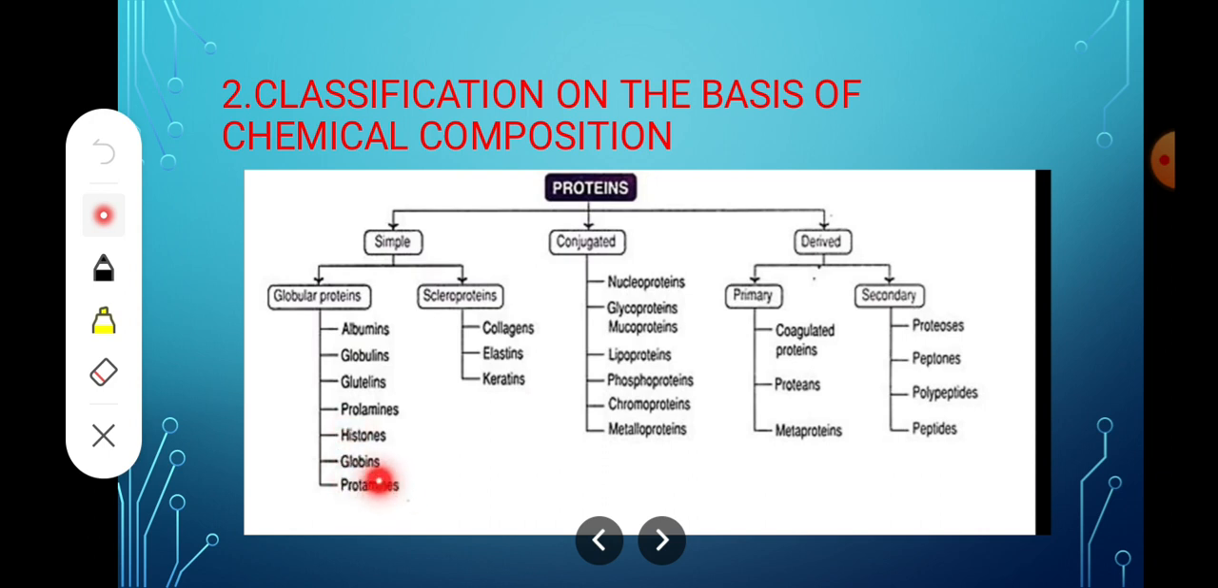Then next, protamines. Protamines are simple proteins. They are soluble in water, ammonia and ammonium hydroxide. They contain a large quantity of arginine. Next, scleroproteins, also called albuminoids. The scleroproteins include collagens in tendons, elastin in ligaments, fibroin in silk, keratin in hair, nails, and so on.